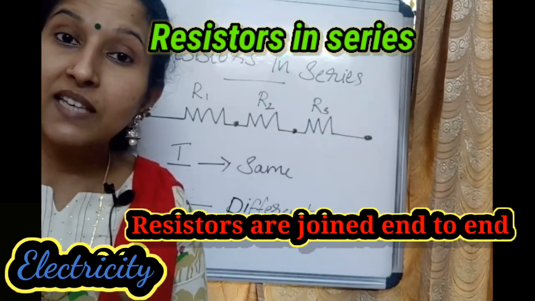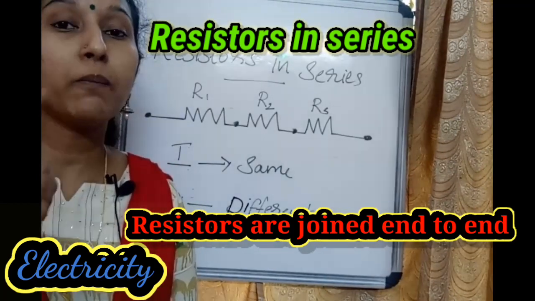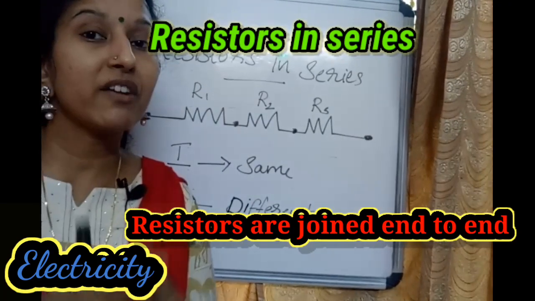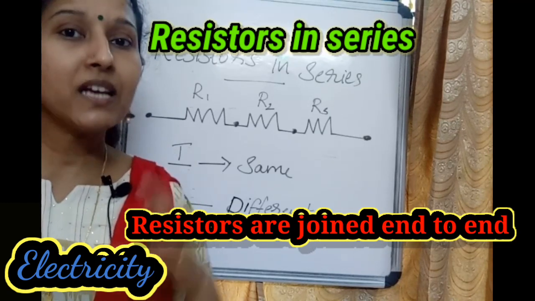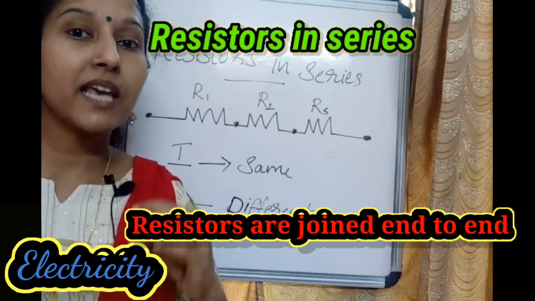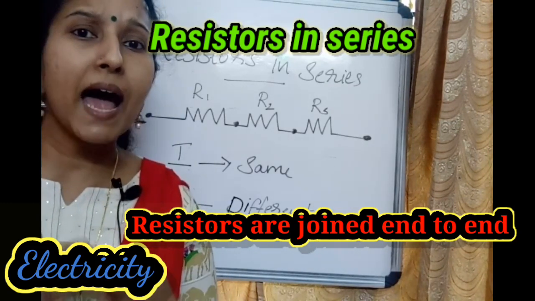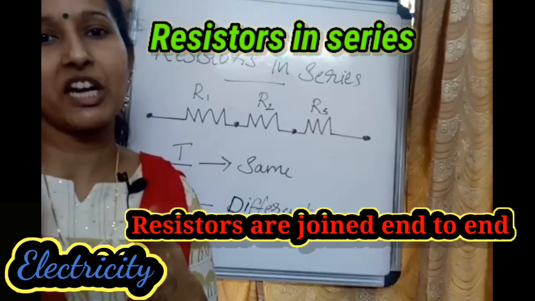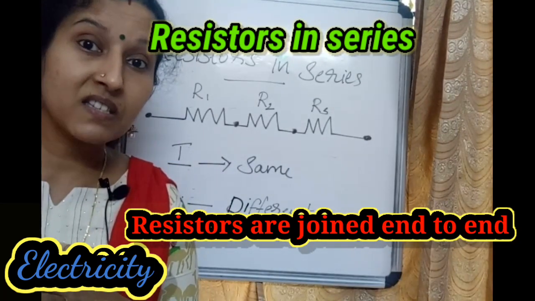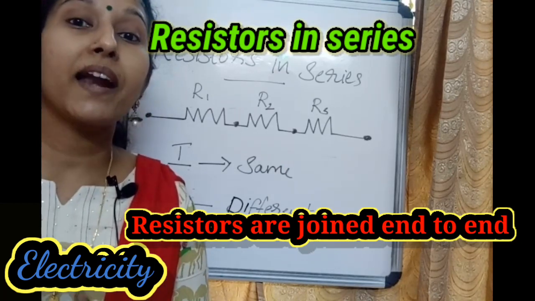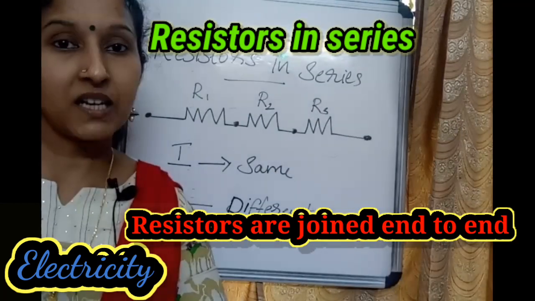And if I is same, another point you have to keep in your mind is that the potential difference is different. So in series connection, I is common, or I is the same, for all the resistors and the potential difference is different. So what is different in series connection? Potential difference is different in series connection and I is same in series connection.